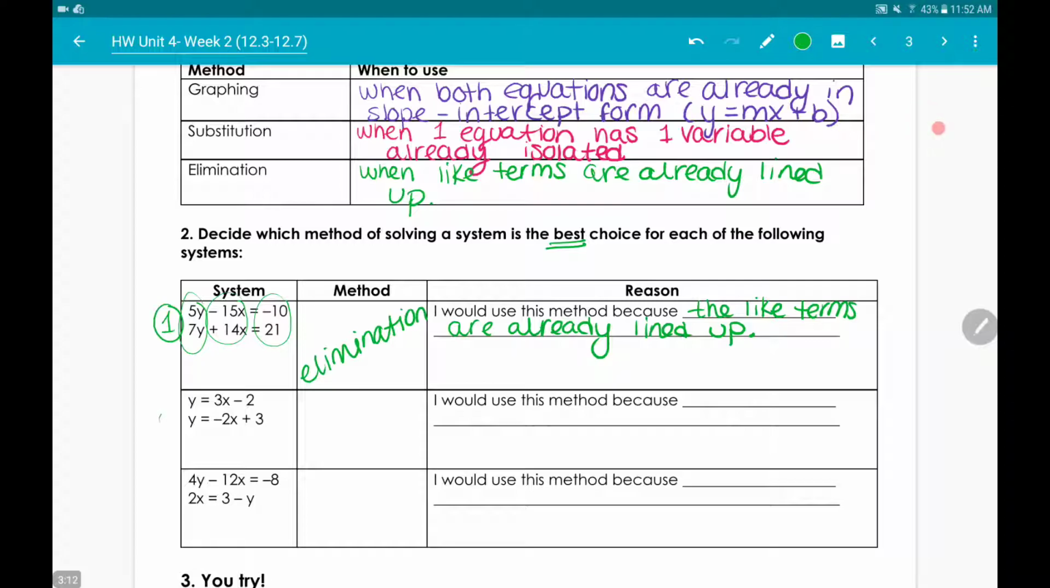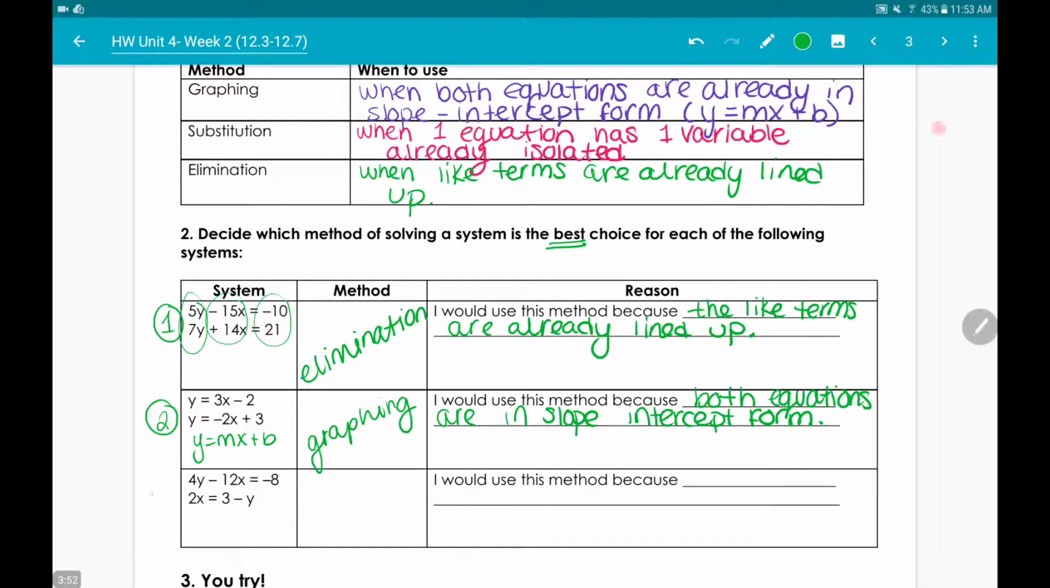Okay? Let's look at number 2. Y equals 3x minus 2. Y equals negative 2x plus 3. Those are already in slope-intercept form. So I would use the graphing method for this one. I would use this method because both equations are in slope-intercept form.